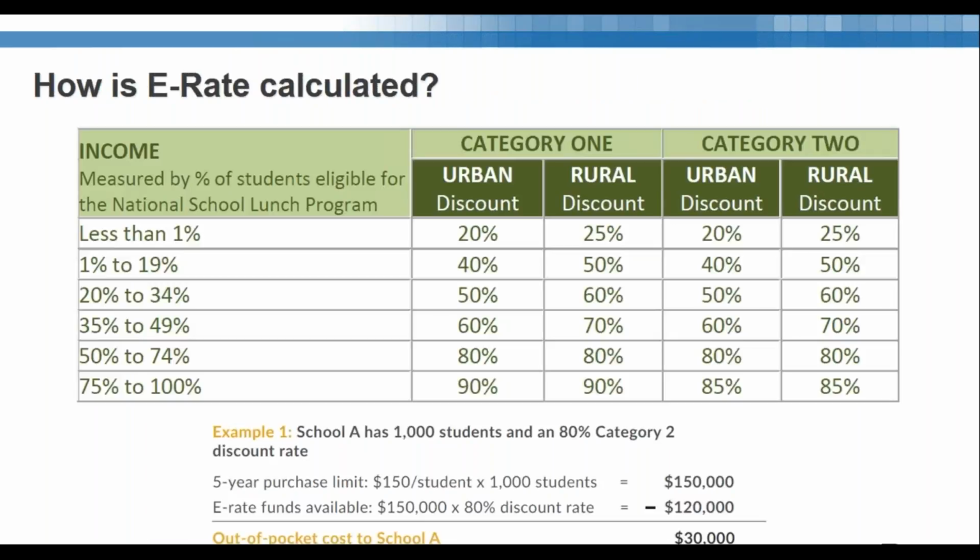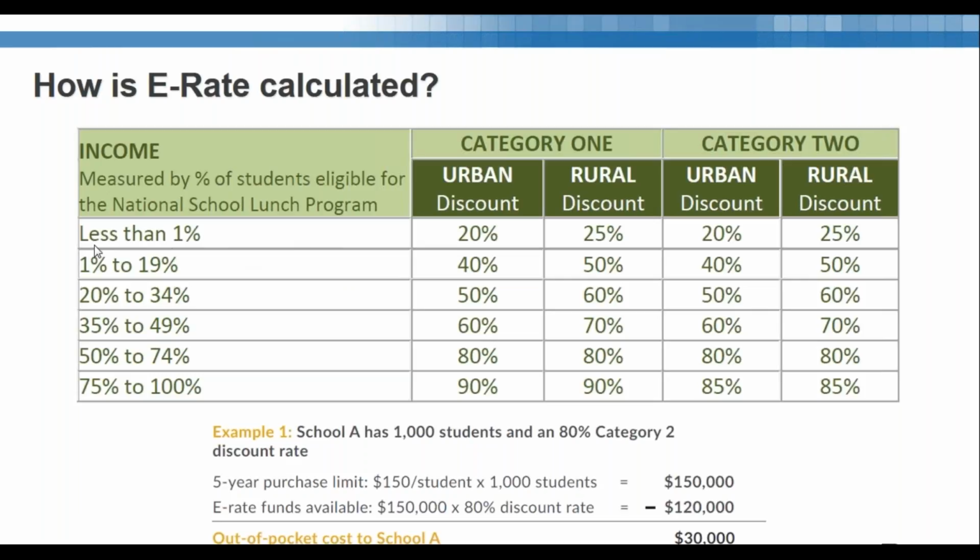So let's take a look at how E-Rate is calculated. E-Rate is determined by the percentage of students eligible for the National School Lunch Program at the school level. So if you have less than 1% of your students who are eligible for the program, then you have to look at your urban status versus your rural status. If we look across here, for Category 1, the urban discount for less than 1% is 20%. For rural it is 25%. Same for Category 2, and so forth.